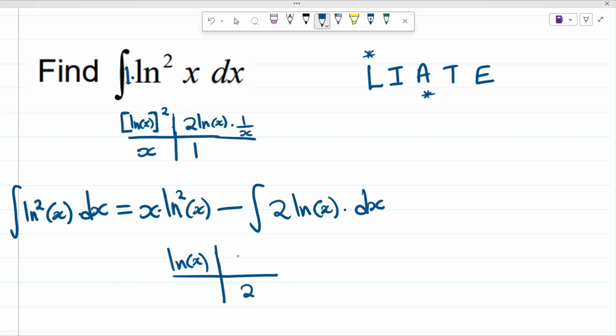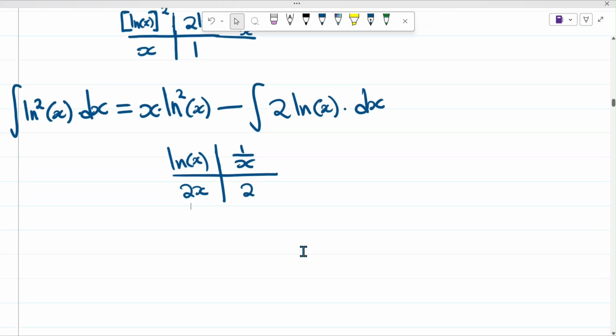Then from here to here, we do the same thing. We differentiate. So that's going to be 1 over x. Then from here to here, we integrate. That's just going to be 2x. I hope you're not having a problem with integrating and differentiating this. We have already passed here, so you should be cruising now.